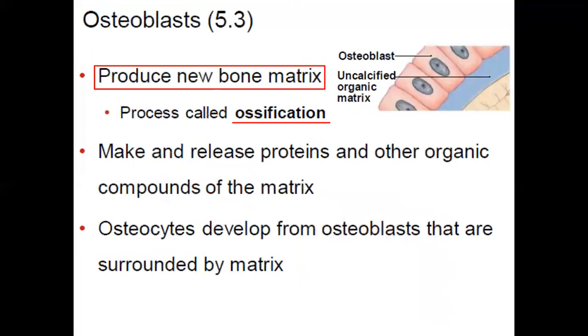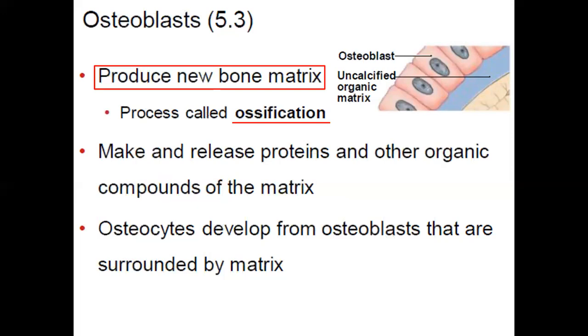Osteoblasts produce new bone in a process called ossification. These osteoblasts synthesize and release new proteins, so collagen. Osteoblasts are responsible for producing collagen and other compounds of the matrix that make bone hard.